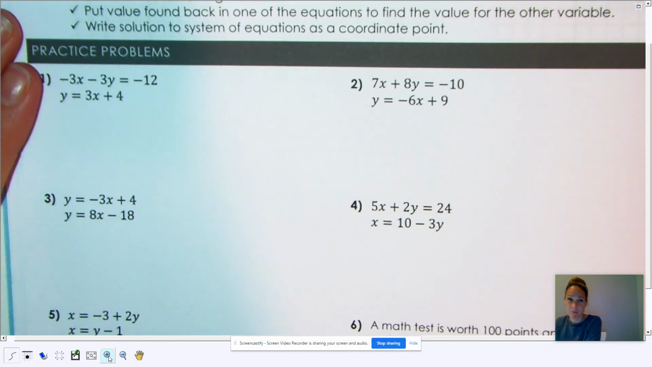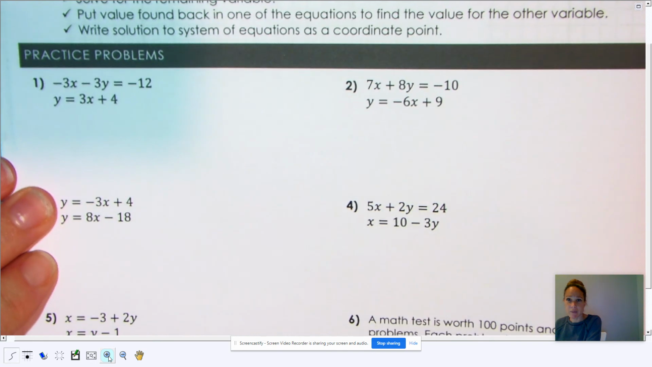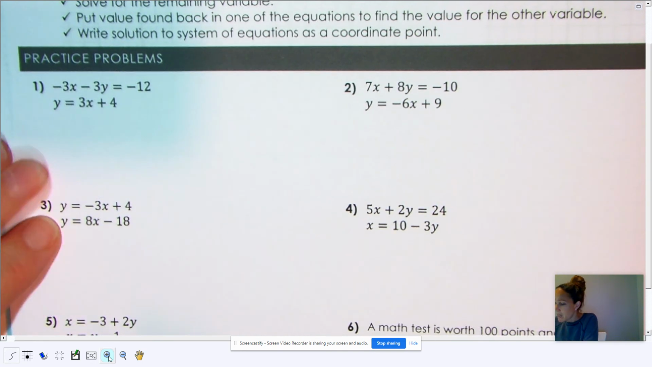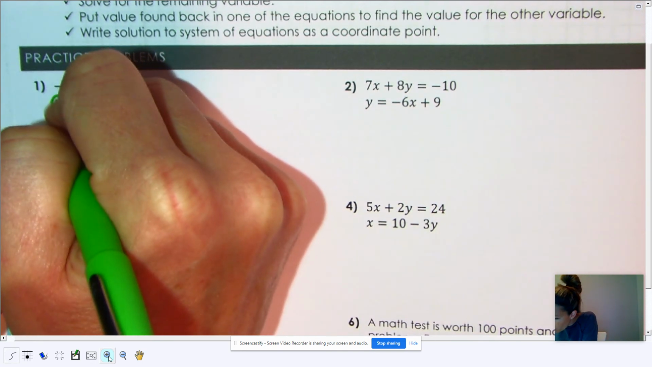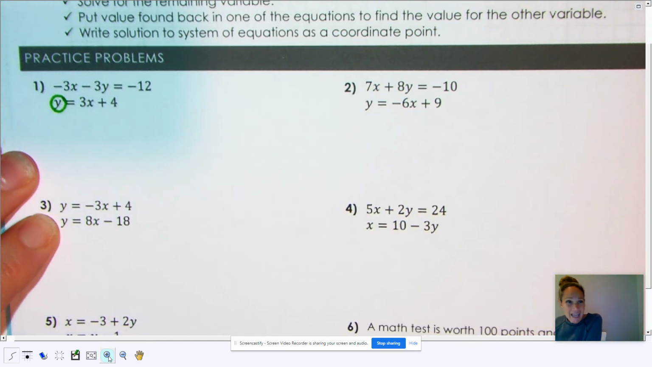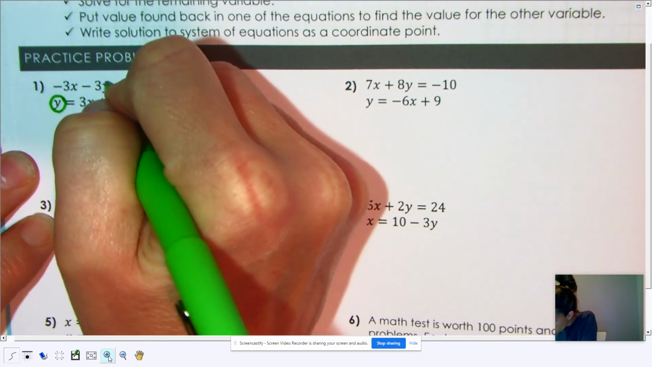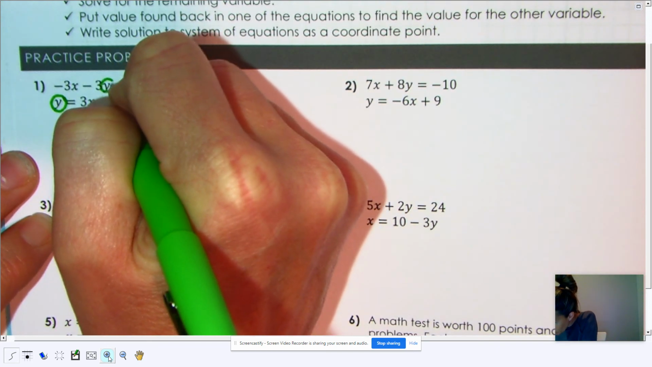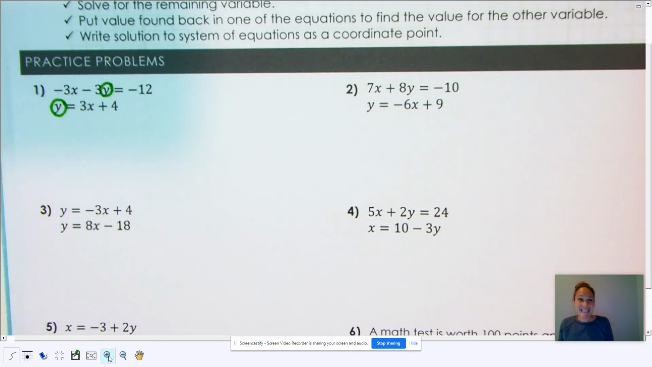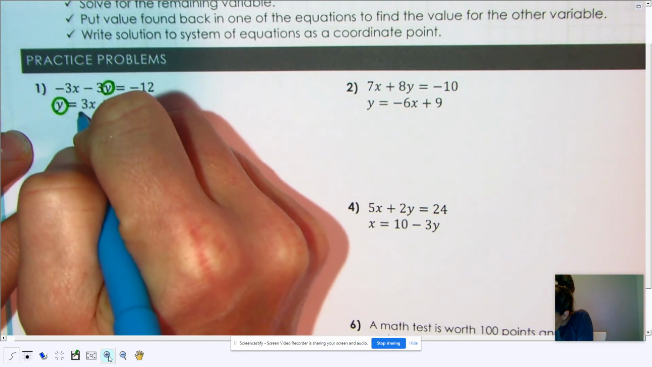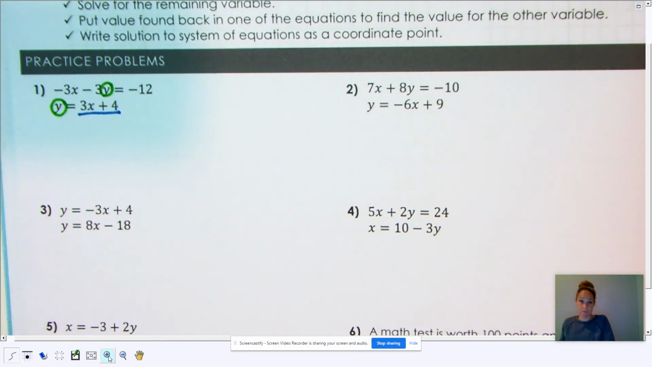Right now we're going to jump to the practice problems, and I'll try and explain this as we're going. Okay, but if I know the value for y, and y in both of these equations is supposed to be equal, I can find where it is. And then instead of writing that y, I'm going to plug in what I know it's equal to.